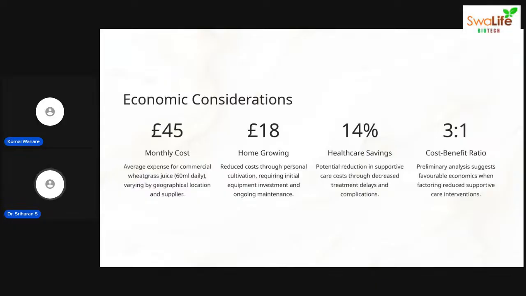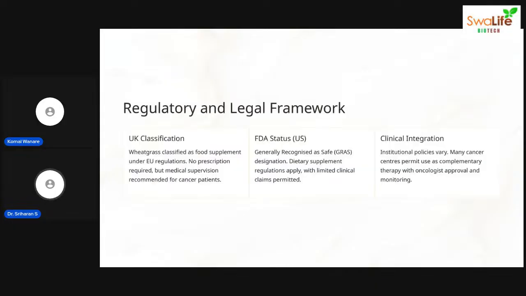If you want to see only the main core point, what does this mean? Wheatgrass is available in our country. It is a traditional, essential use and very cheap. Based on that, our monthly cost is very low. Home-grown is also very low, and it also saves healthcare costs as a supportive therapy. It reduces treatment expense on other drugs. So the cost benefit ratio is evaluated and shows a good effect. So this is the economic consideration.